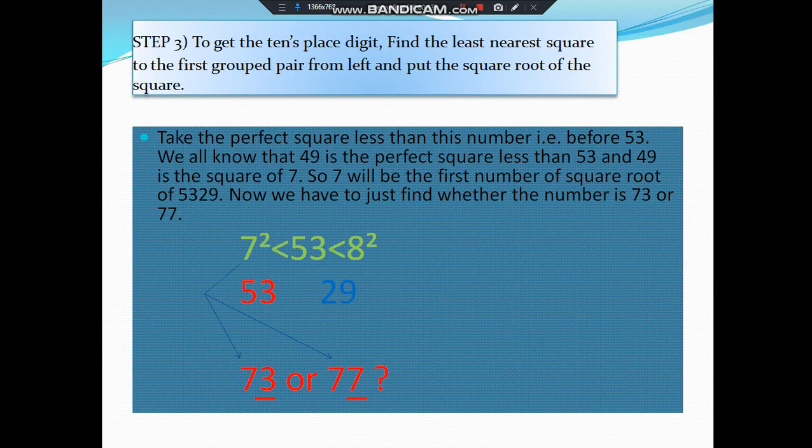Here we will take the perfect square less than the number. Here the number is 53. We all know that 49 is the perfect square less than 53 and 49 is the square of 7. So 7 will be our first number of the square root of 5329. Now the question arises whether the number is 73 or 77.